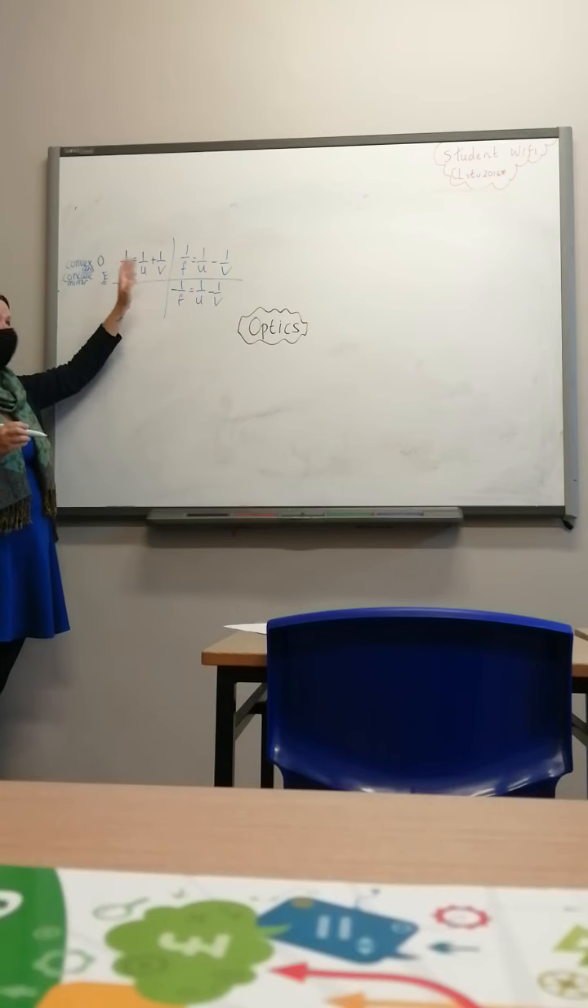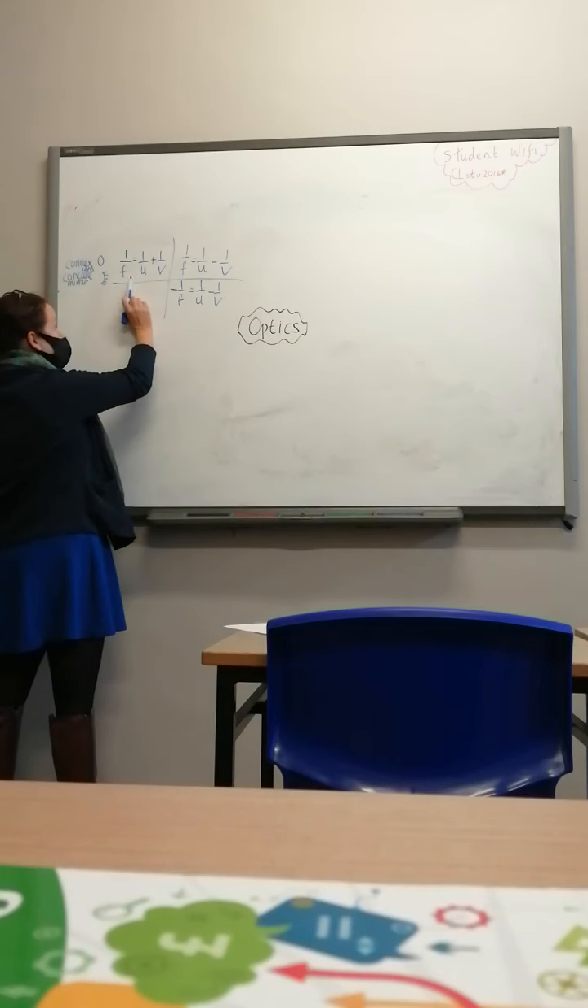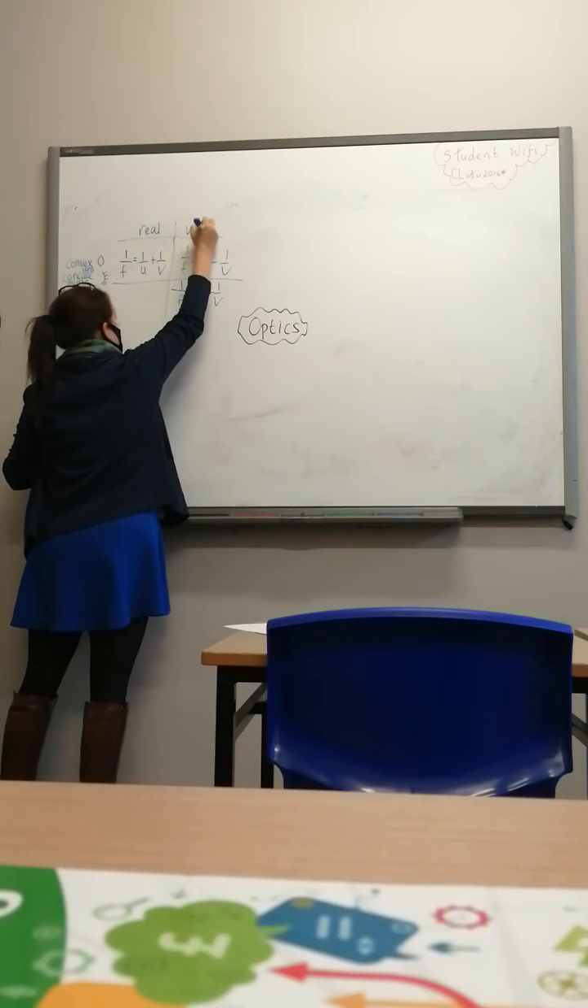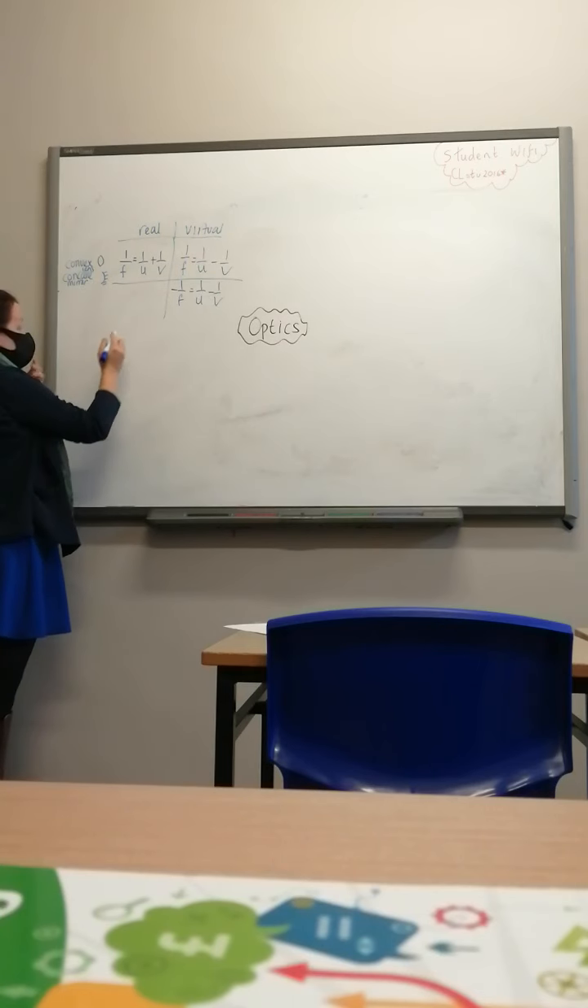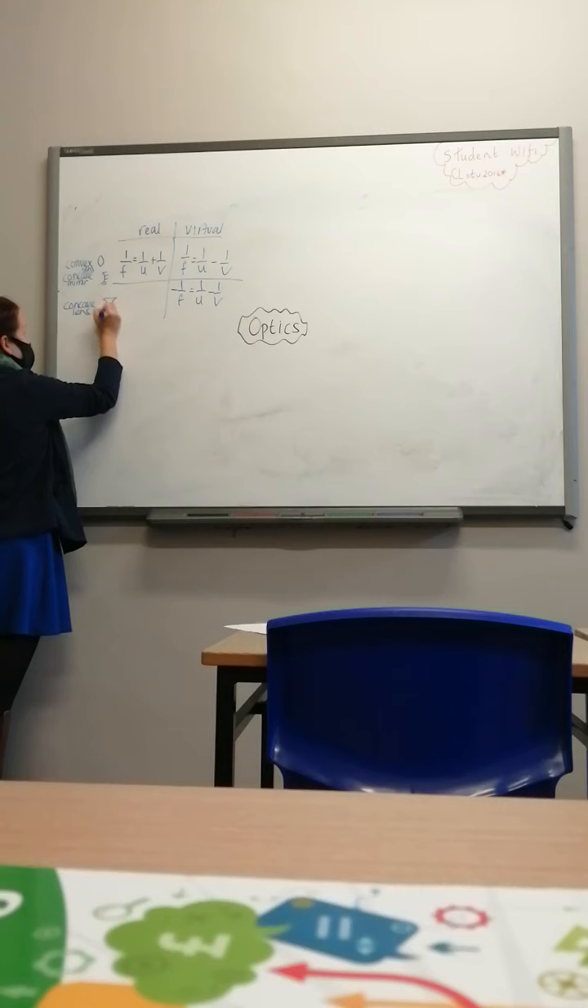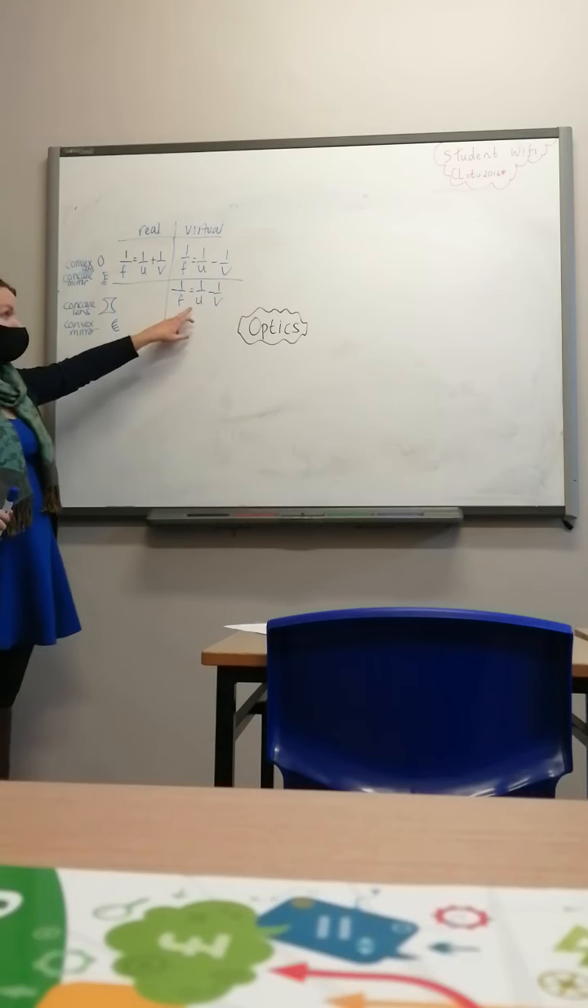Why would I use 2 different versions? When do I use this version? When the image is what? Real. And I use this version when the image is virtual. Then I use this version whenever I have a concave lens or a convex mirror. The reason there's only 1 version is that there's only ever a virtual image formed.